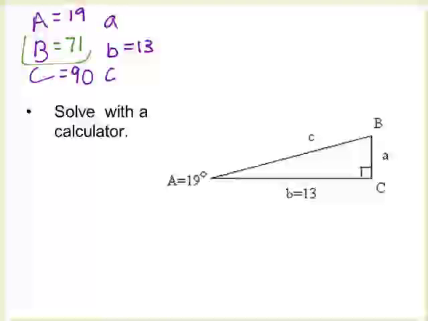How do I find an angle when I'm missing 2 angles? 71. Subtract from 180. The 3 angles of a triangle have to add up to 180. For the 2 missing sides, we need to use some trig.